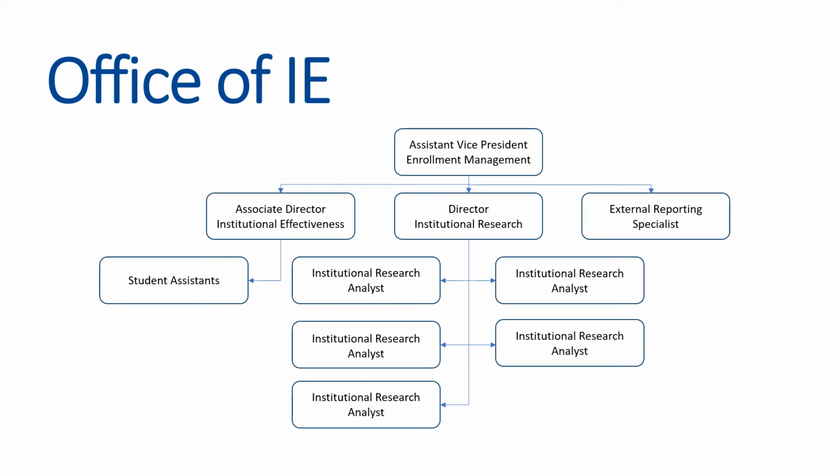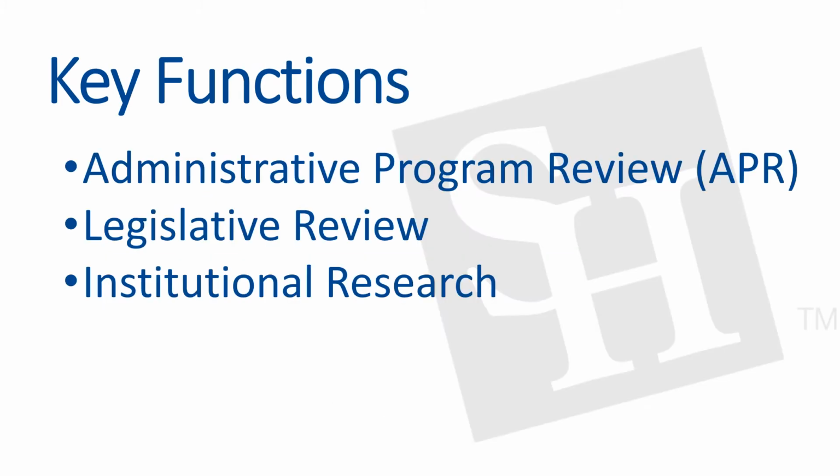This org chart shows our basic office structure. Our department head is an assistant vice president for enrollment management. Reporting directly to that position, we have an associate director for institutional effectiveness who supervises the student workers, the director of institutional research who supervises the IR analysts, and the external reporting specialist who handles state reporting. The Office of Institutional Effectiveness is an administrative service and support unit incorporating administrative program review, legislative review, and institutional research.